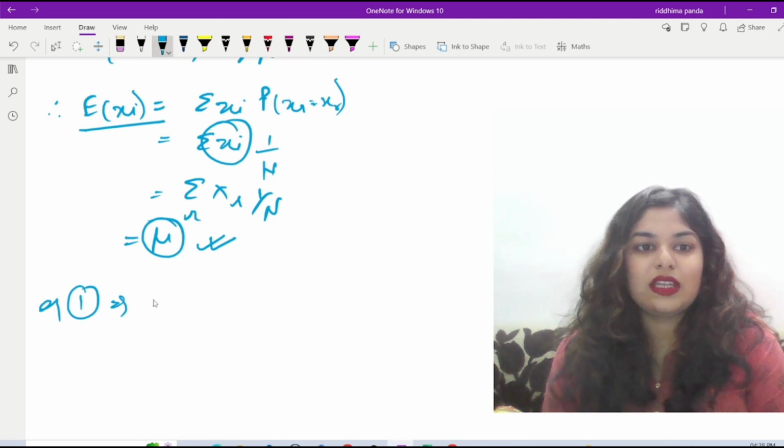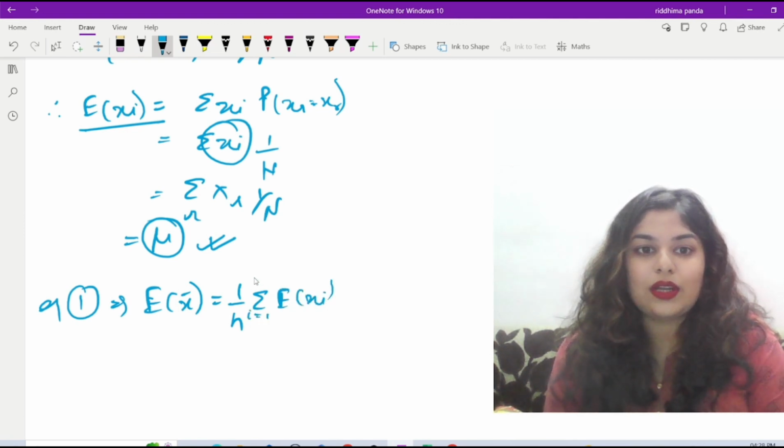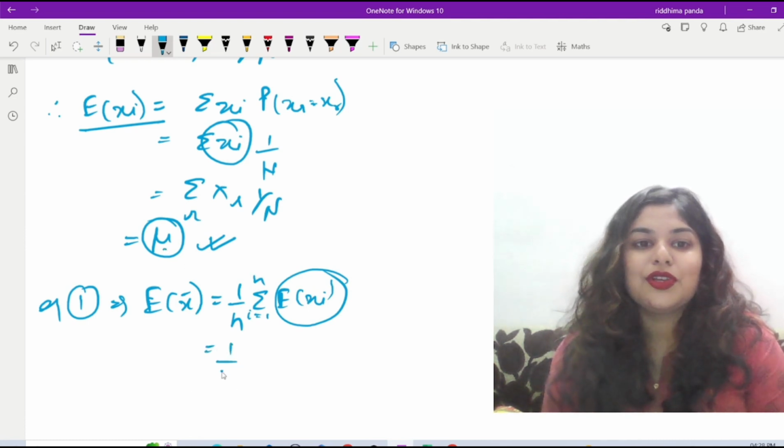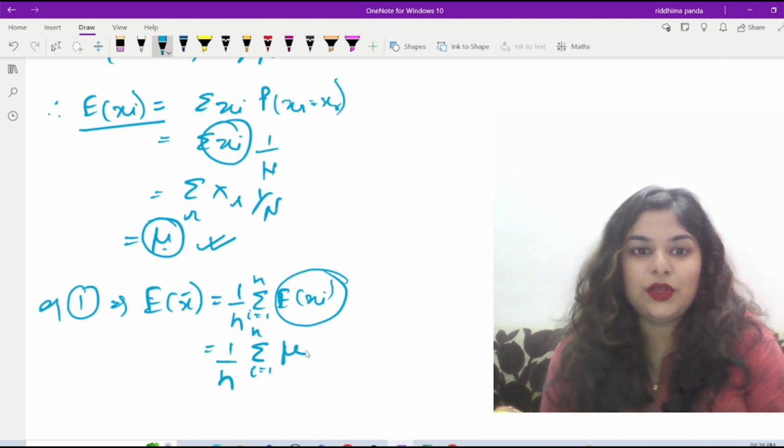Now I'm going to put E(xi) equals mu in equation 1. So equation 1 gives us the mean of the sample mean, that is equal to 1 by n summation of E of xi, where i goes from 1 to n. Now E of xi is mu, that is our population parameter. So 1 by n summation i equals 1 to n of mu, so n times mu is n mu by n. So n gets cancelled. So the answer is mu.